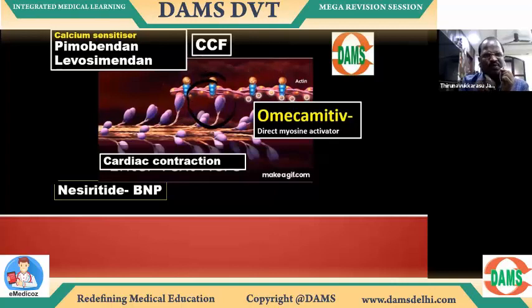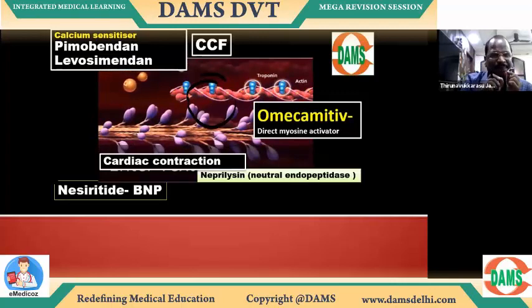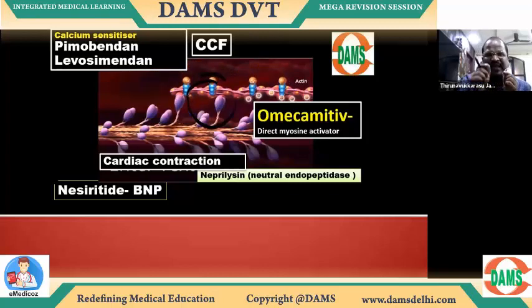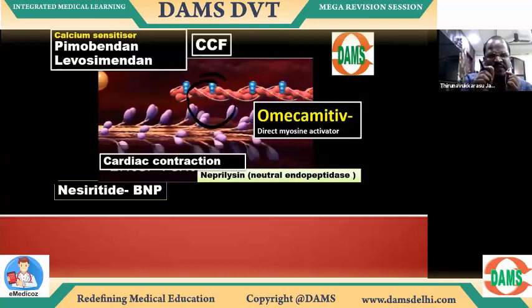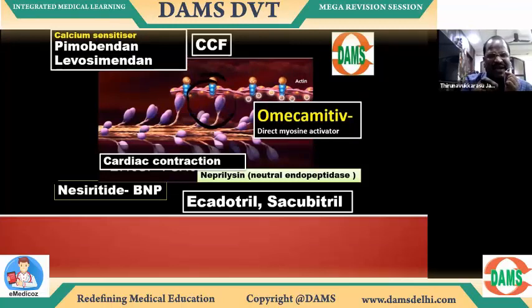And once again, doctor, you must know this question: natriuretic peptides undergo rapid metabolism by one enzyme called neprilysin. It's also called neutral endopeptidase. So neprilysin is also called neutral endopeptidase. Here you must know the question, it came 2 to 3 times in the AIIMS paper. Find out the selective neprilysin inhibitor. They call sacubitril and ecadotril. The two important newer drugs that come under neprilysin inhibitors, think of ecadotril and sacubitril.